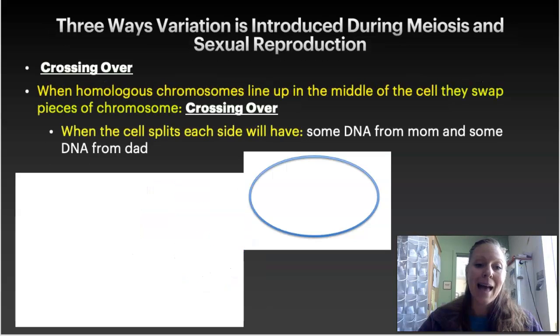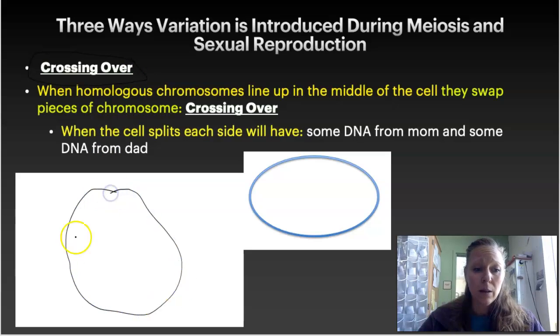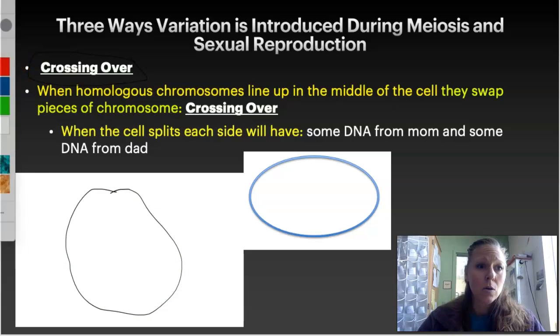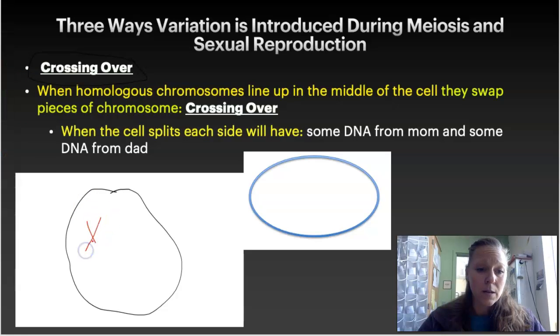Finally, our last slide, and the last way that variation is passed on during meiosis. This is called crossing over, and crossing over happens during prophase 1. So let's draw our cell, and I'm just going to draw one chromosome from mom. Let me do 2. And then we know that they've assorted independently of each other, so some will be on one side and some will be on the other side.